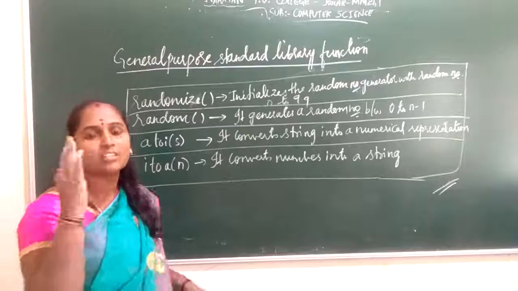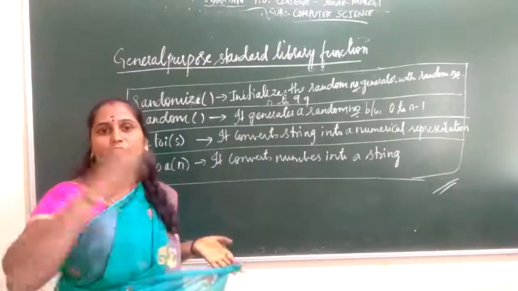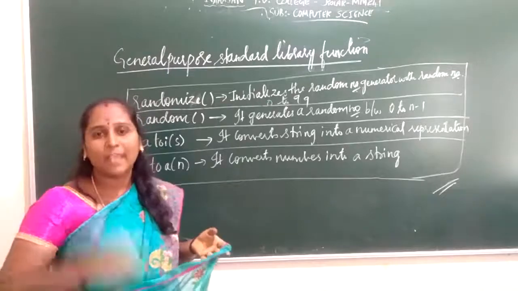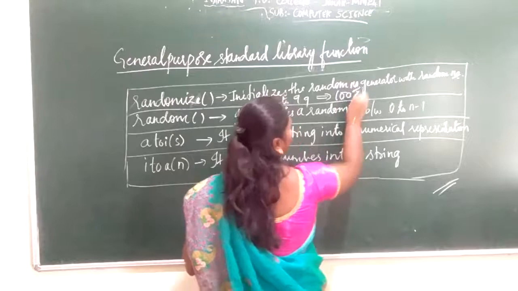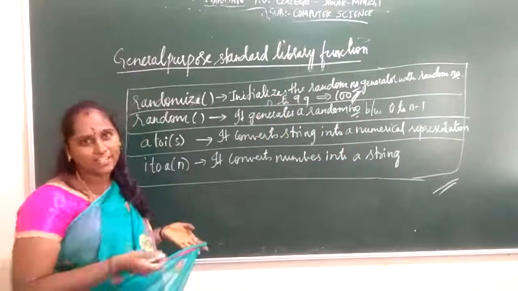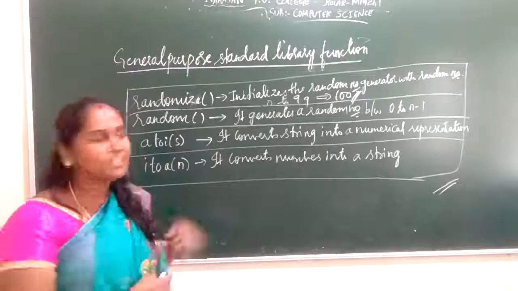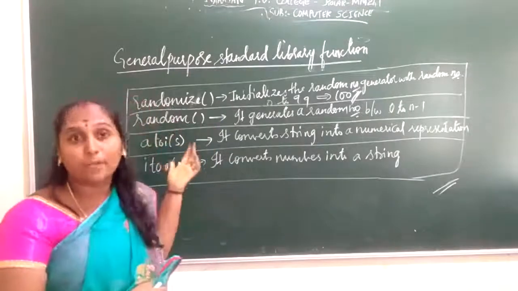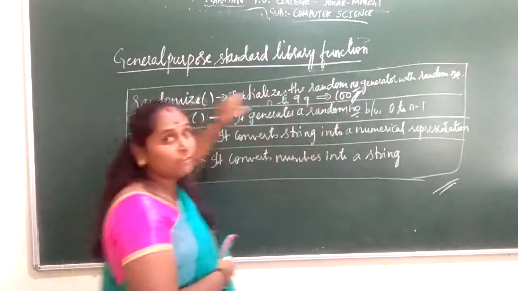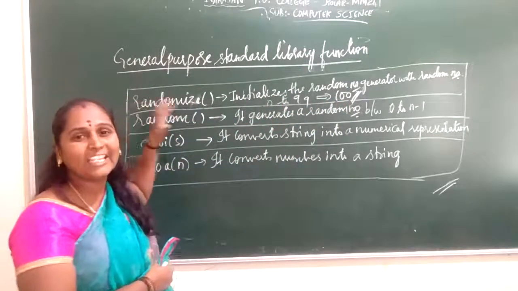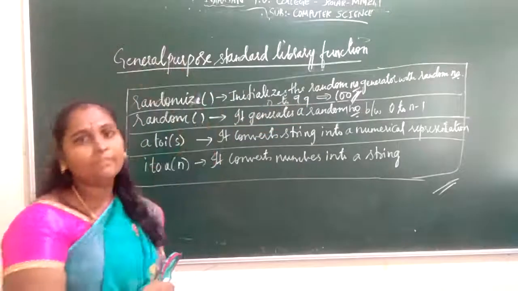It is going to fix the range from 0 to 99. What is my randomized number? It starts from 0 to 99. The maximum randomized number it generates is 100. For example, between 0 and 99, it is going to take a random number up to a maximum of 100. That is the functionality of randomize: it initializes the random number generator with a random number.